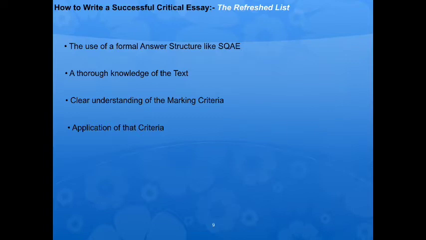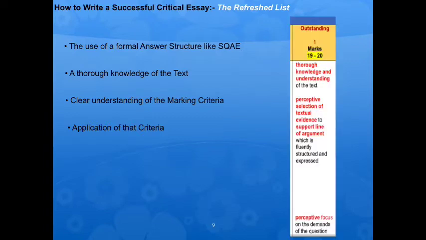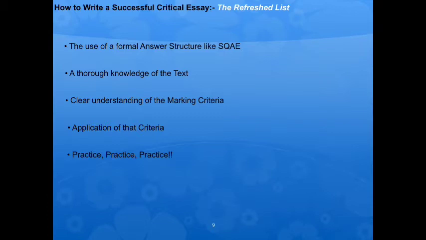Application criteria, obviously. And that's how these things here, the knowledge, the perceptive selection of the text, and so on and so forth. Because that's only the first part. That's only for the text. And, of course, practice, practice, practice. You're not going to get your A essay on the very first go. And you're not going to be able to marry the criteria to your essay writing on one go.